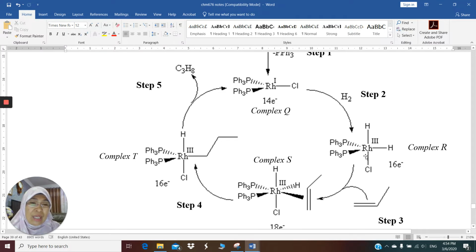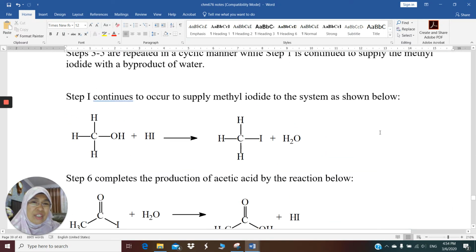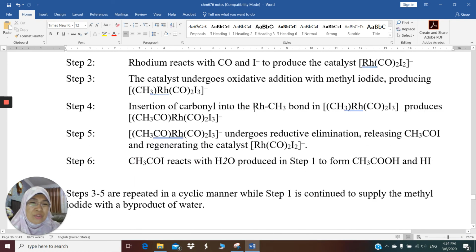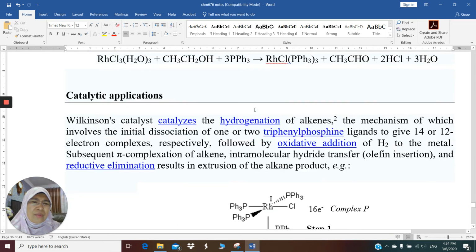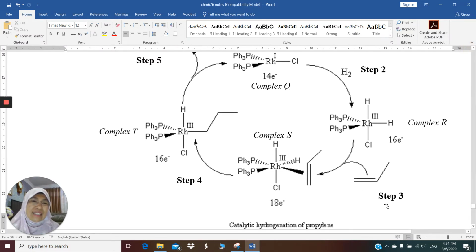If you don't know how it becomes that, count the oxidation number, just like the way I did it up here. Where is it? Sorry, on page 36. This is how you do the count. Now, once step 2 is completed, you get complex R, where complex R is a 16 electron species, and it is ready for addition of the next reactant, which is an olefin or an alkene. So this is the alkene, in this case, it is a propene.